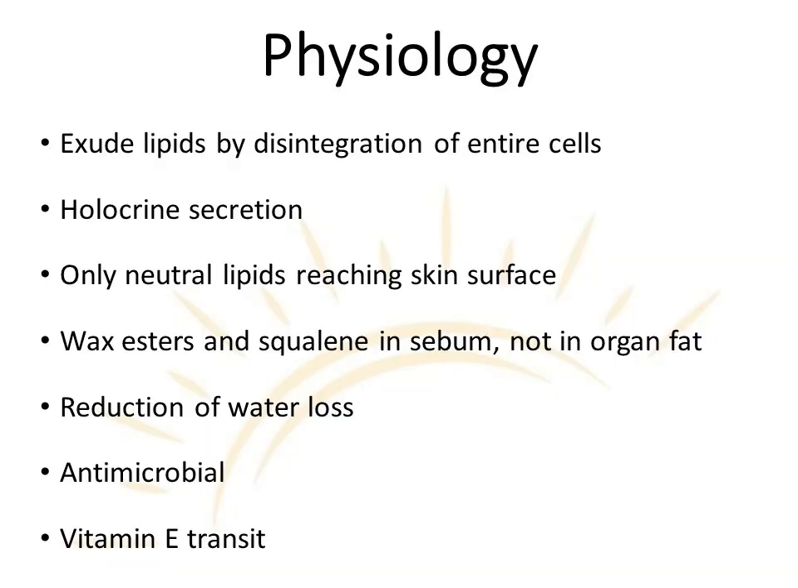Physiology of the sebaceous gland. The sebaceous glands exude lipids by disintegration of entire cells, a process known as holocrine secretion. As sebaceous gland cells are displaced into the center of the gland, they begin to produce lipids, which accumulate in droplets. With approaching the sebaceous duct, they disintegrate and release their content. Only neutral lipids reach the skin surface. Proteins, nucleic acids, and the membrane phospholipids are digested and are apparently recycled during the disintegration of the cells.